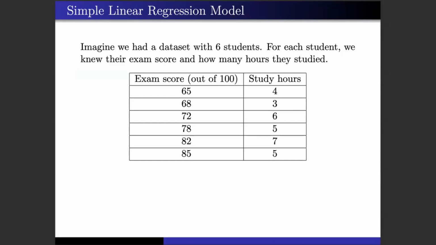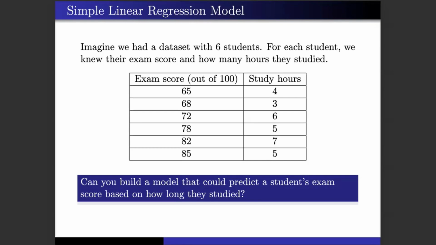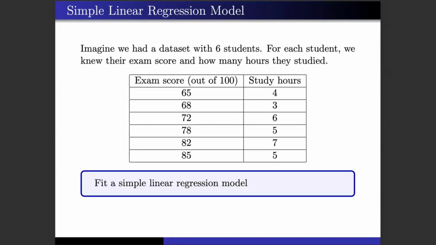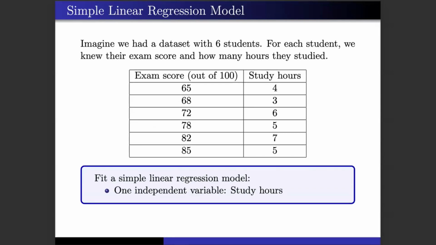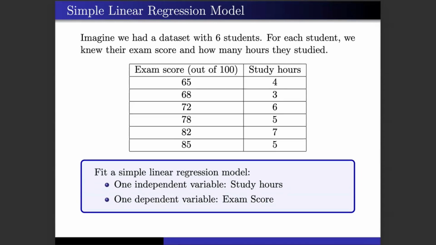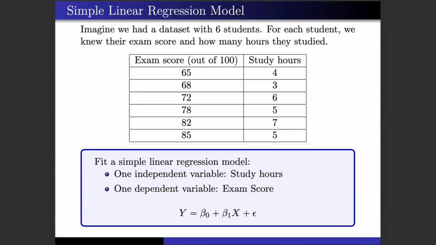So let's start. Imagine we have this data set with 6 students. For each student, we knew their exam score and how many hours they studied. Now, if I asked you to build a model that could predict a student's exam score based on how long they studied, what would you do? You would fit a simple linear regression model because you have one independent variable, that is study hours, and a dependent variable, exam score. And so our model would look like y = beta naught + beta 1 x + epsilon, the error term.